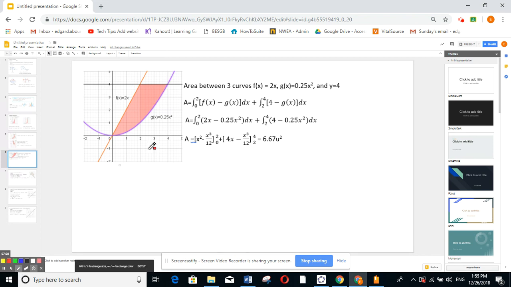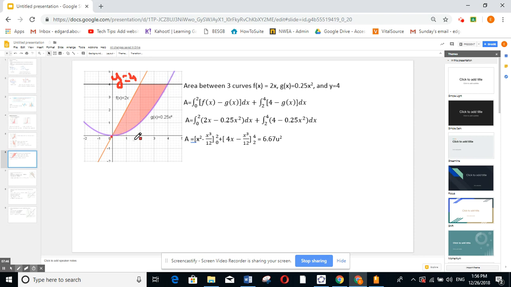More example, here I want the area. You have 3 curves. As you can see, this is the first curve f. Here you have y equal to 4. This is y equal to 4. I have 3 boundaries, and you have g of x here. I must take 2 by 2.